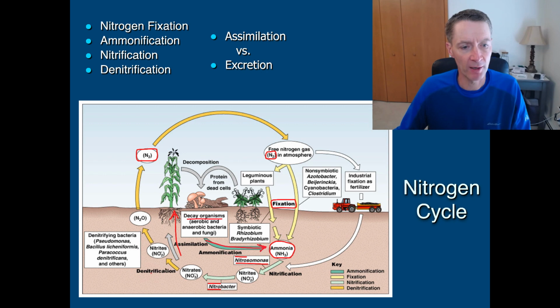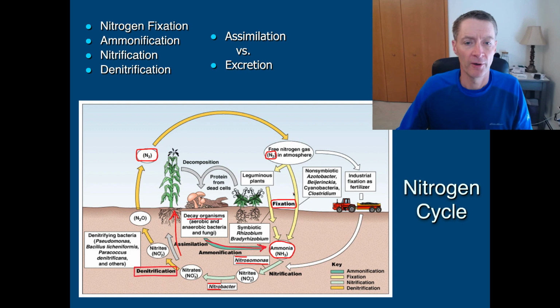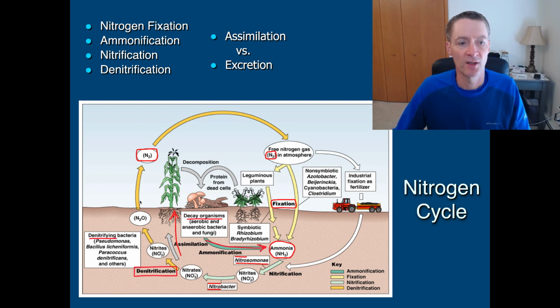But we also have some bacteria in the soil that are known for their ability to take nitrates and go quite the opposite way. They're not fixing nitrogen from the air, they're going the other direction. They're going to denitrify. These are called denitrifying bacteria. They take nitrates to nitrites and ultimately to make N2 again, which goes back into the air.